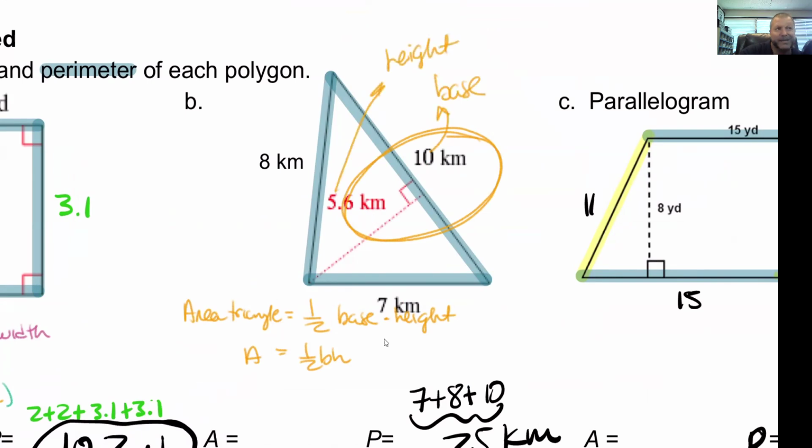Be careful, because it can seem like common sense to use 7 and 8, since it's sitting on the 7. It's kind of a height. But base and heights always have to be perpendicular. If the 7 and 8 don't make a right angle, they're not the base and the height.